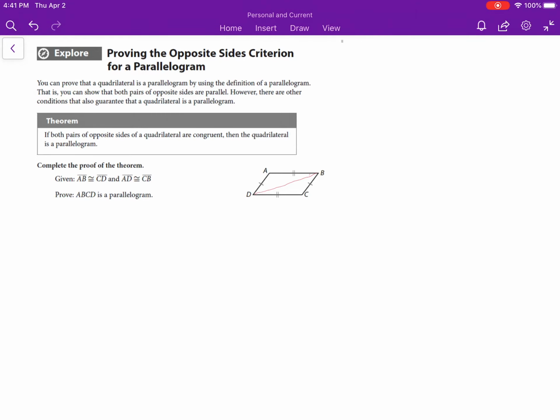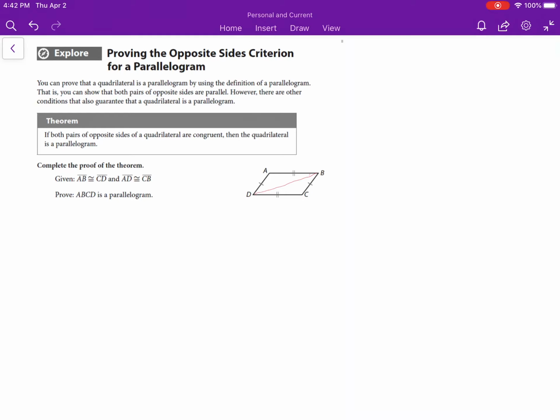Hi, today we're going to prove that the opposite sides of a parallelogram are congruent. And if we look, we see the theorem there and our given information. Today I'm going to show you how we're going to write a proof, kind of a two-column proof for it. So the first thing I need to note is that I have added a diagonal there.